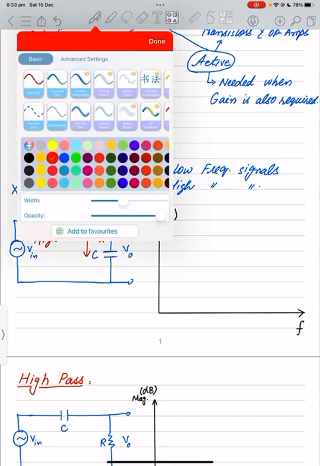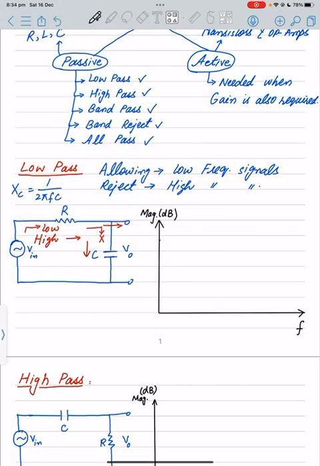If we want to look at the frequency response of the low pass filter, we draw its Bode plot. In the Bode plot, we know that on the horizontal axis we have the frequency, and on the vertical axis we have the magnitude or the gain of the signal. So horizontally our frequency is varying. For the low frequency signals, there will be no change in the gain, it will be almost constant, but after reaching some specific point it will start decreasing.